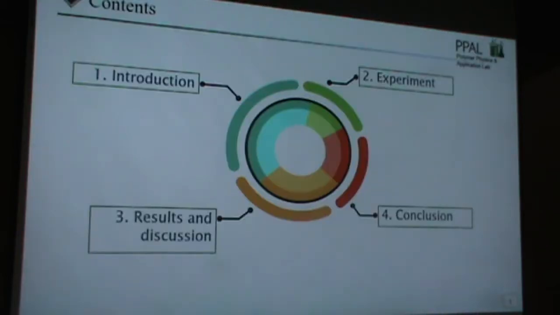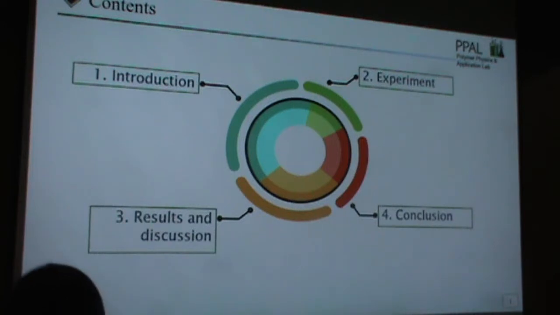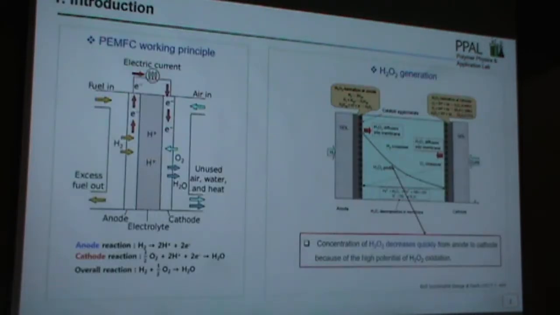Layer by layer electrolyte membrane containing cerium oxide nanoparticle for proton exchange membrane fuel cell application. My topic has four parts. First, I would like to introduce the proton exchange membrane fuel cell and how radicals can be generated during fuel cell operation.